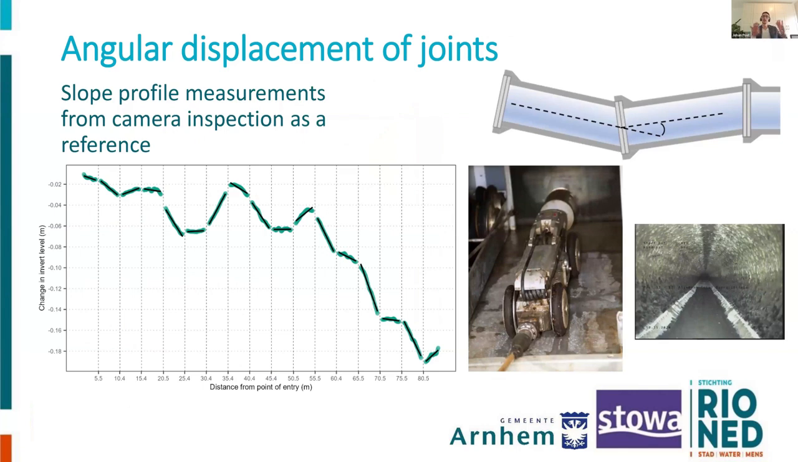Then we looked at angular displacement of joints. If you have multiple pipe segments, how are the angles of the joints with respect to each other? If this angle is too large, you might get a leakage. What we did is we used slope profile measurements from a camera inspection. We asked the municipality to do a camera inspection and focus on getting a good slope measurement and measuring the width of the joints, and not so much detecting any cracks. Really focusing on getting this slope measurement as accurate as possible.